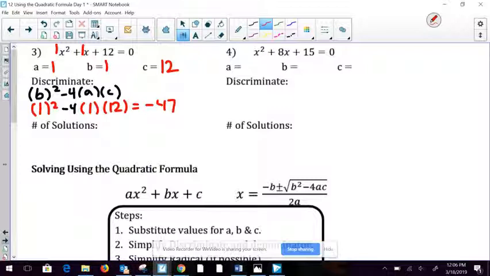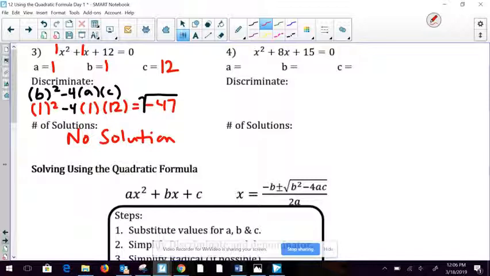Great going there. So now that's a negative, think about it. Remember, it's under a radical, so can we square root a negative? Of course not. So as soon as you get a negative under the radical, you can jump straight to the conclusion of no solution.